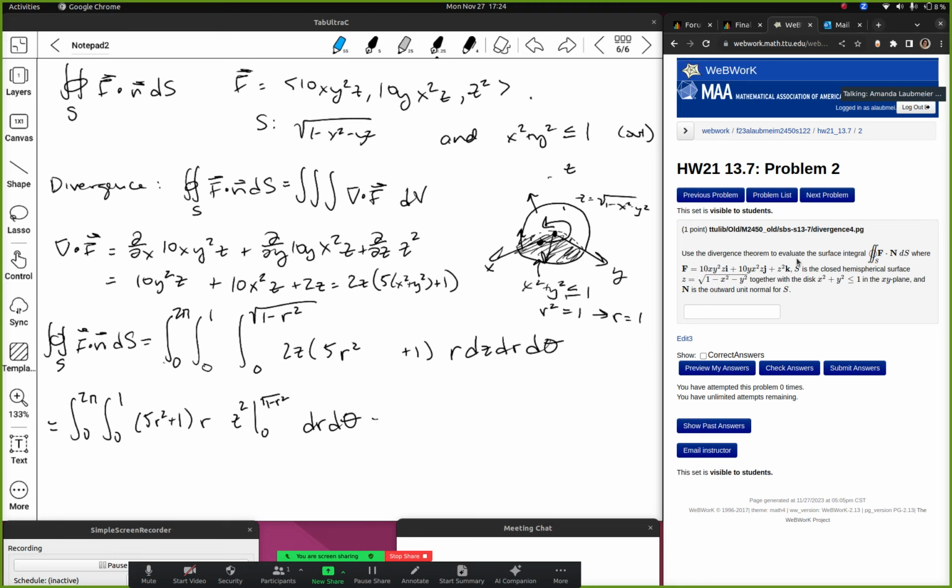And when I plug in those bounds, I'm going to get, this is 0 to 2 pi, 0 to 1, 5r squared plus 1, r times 1 minus r squared. Because root 1 minus r squared, squared is just 1 minus r squared, and then I would also have minus 0, but that just doesn't appear. And then I've still got my dr d theta left to take care of. What is going to be the best way to do this?